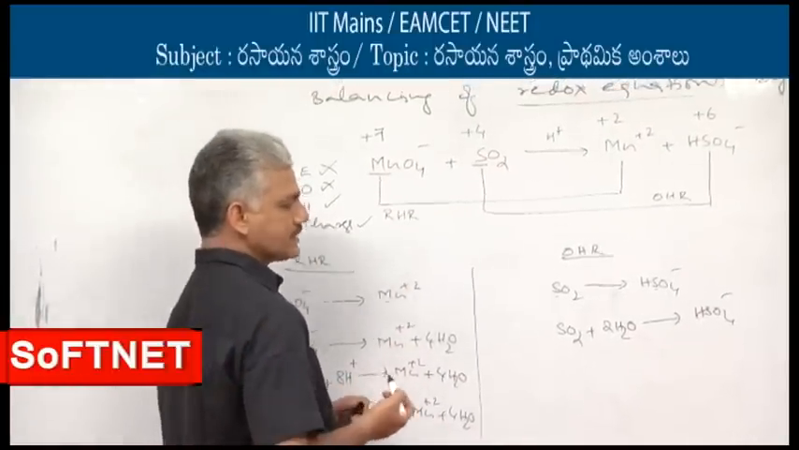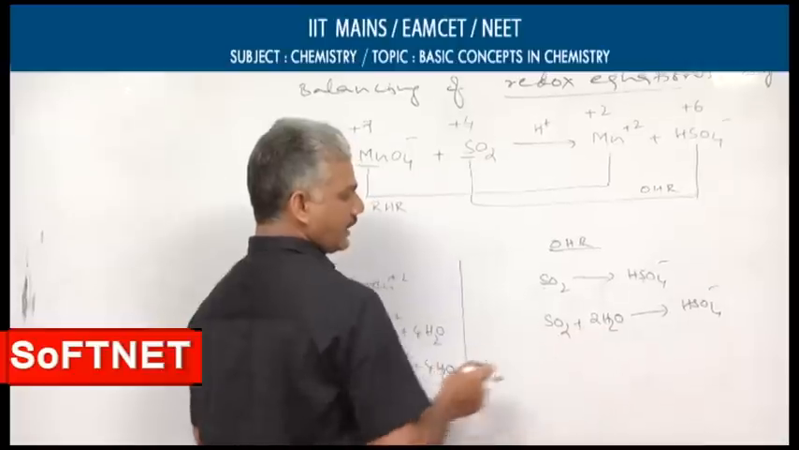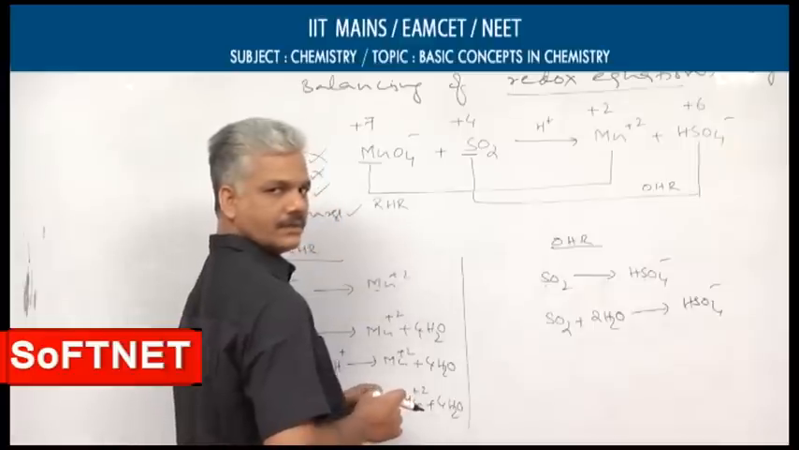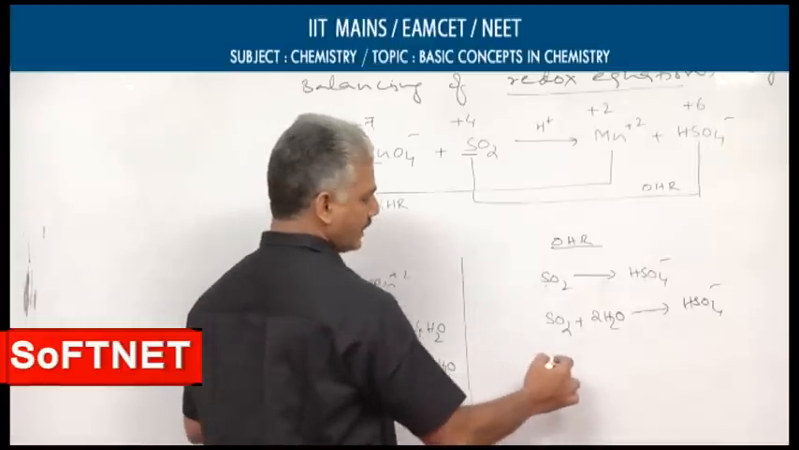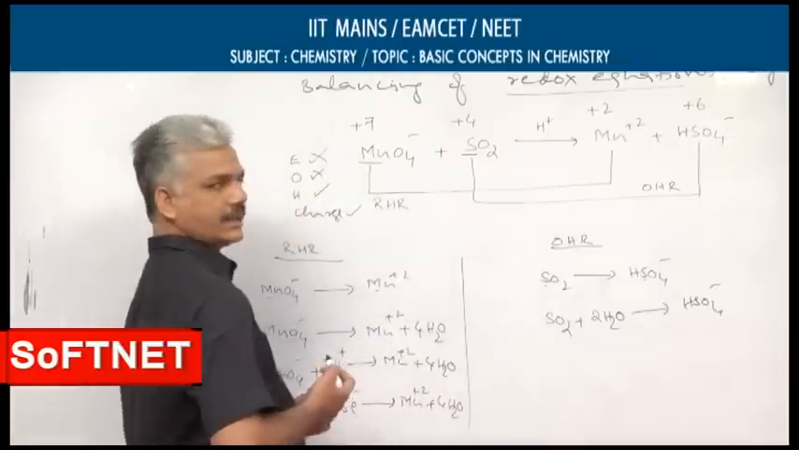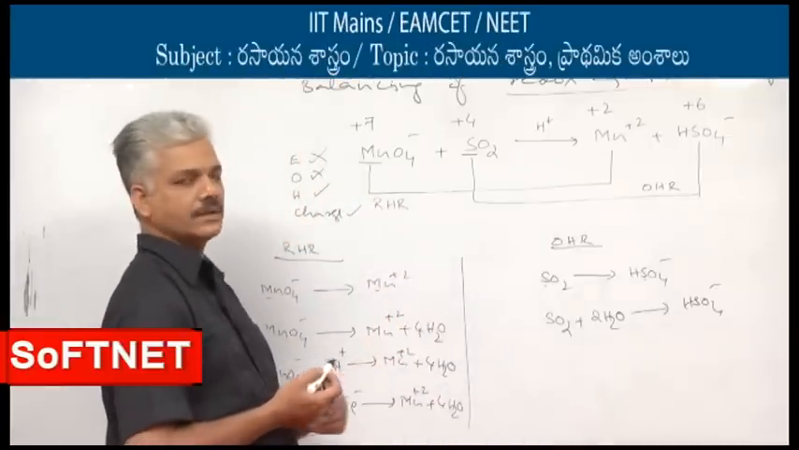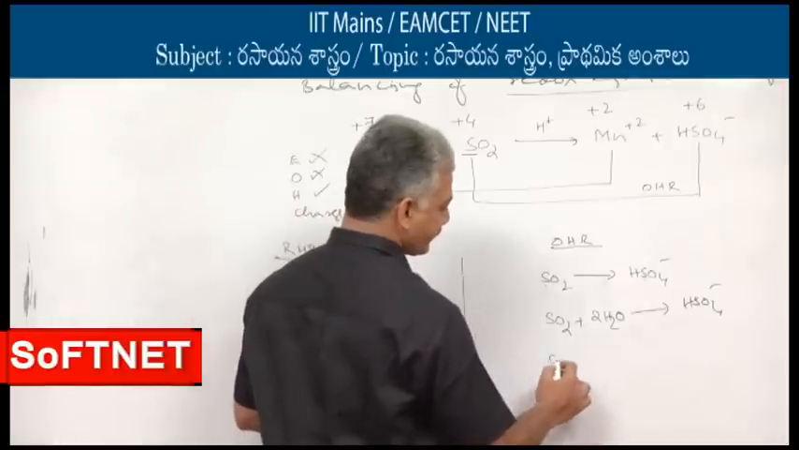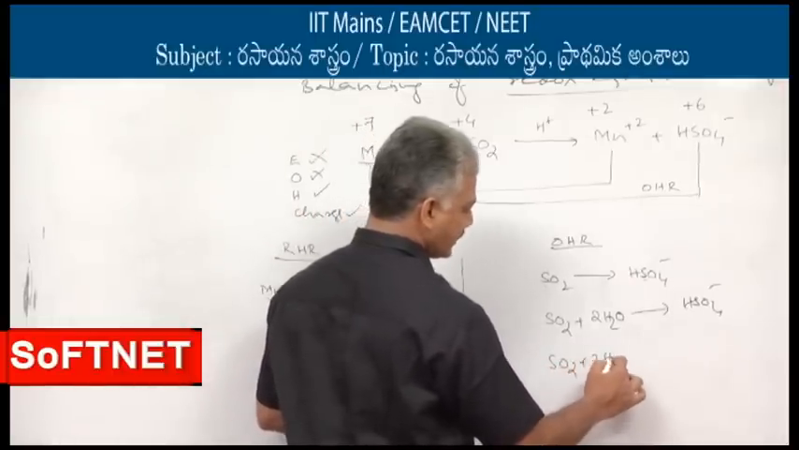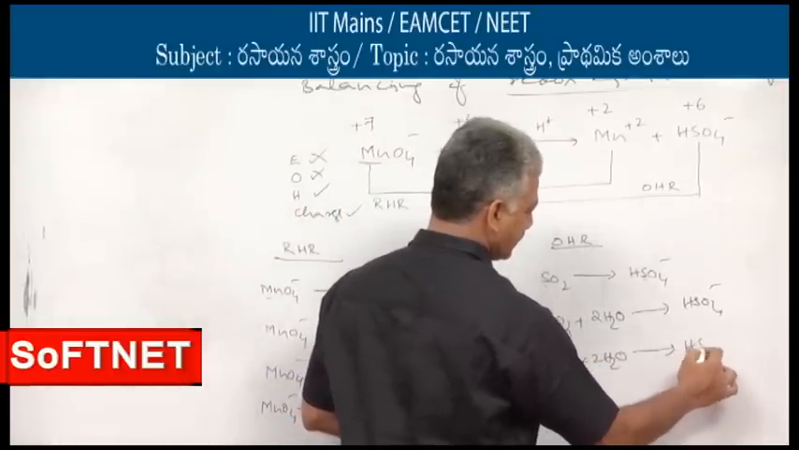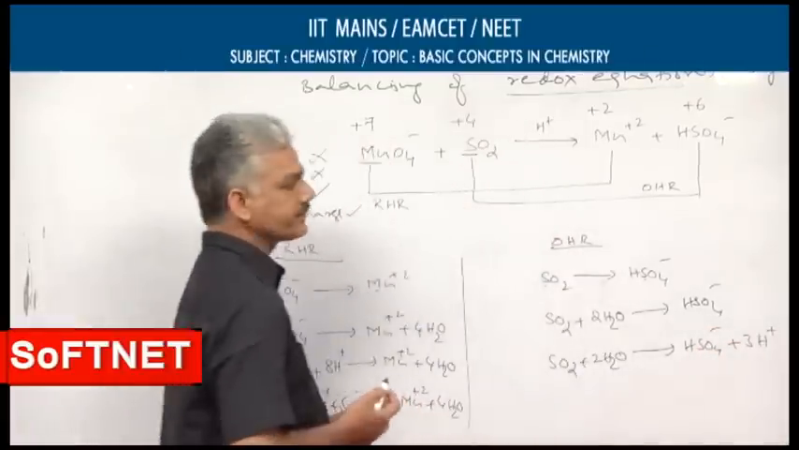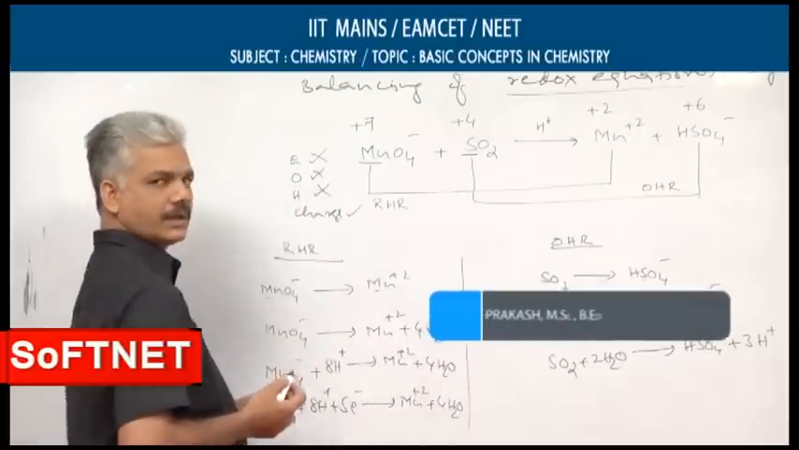Then, for balancing of hydrogen, on the reactant side there are 4 hydrogens, whereas on the product side only 1 hydrogen, and the reaction is taking place in acidic medium. So, on the deficient side, we can add the required number of H plus ions. SO2 plus 2H2O gives HSO4 minus plus 3H plus. With this, hydrogen is balanced.